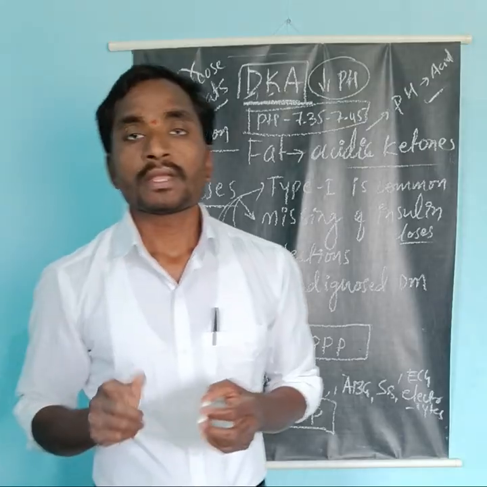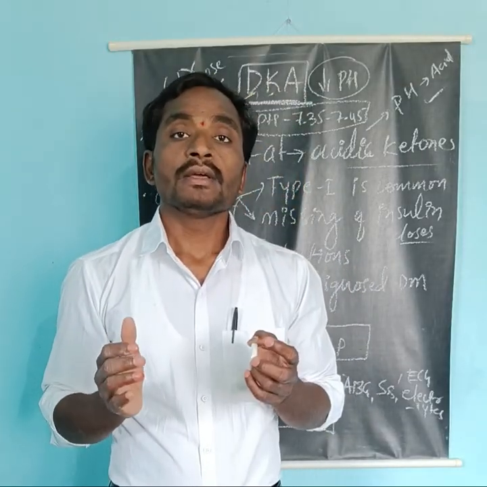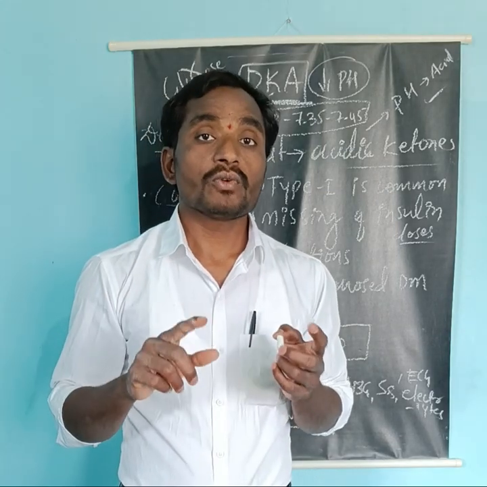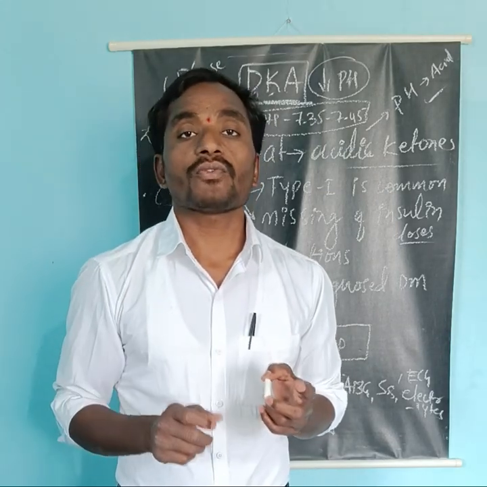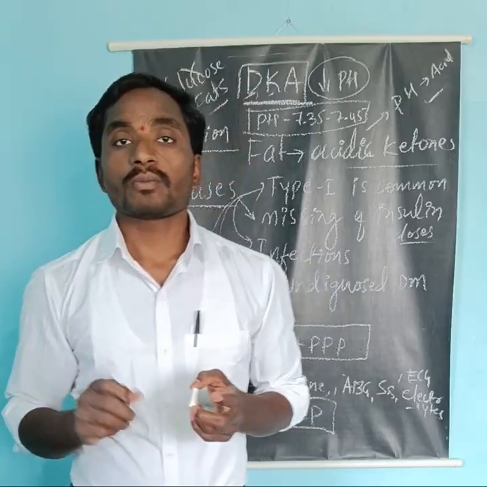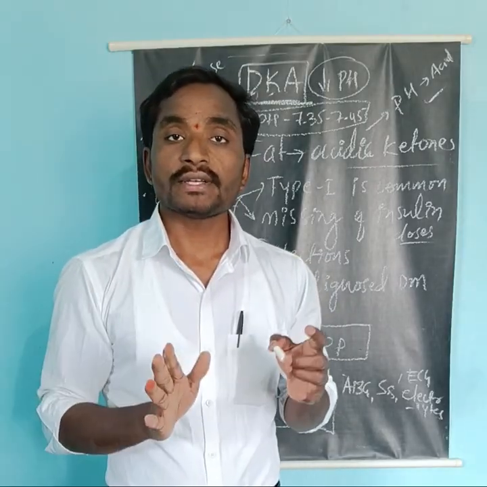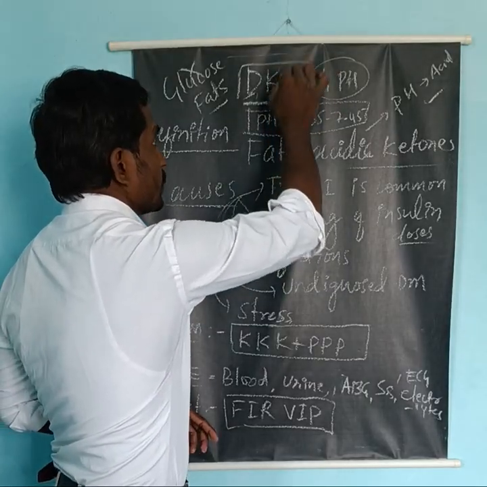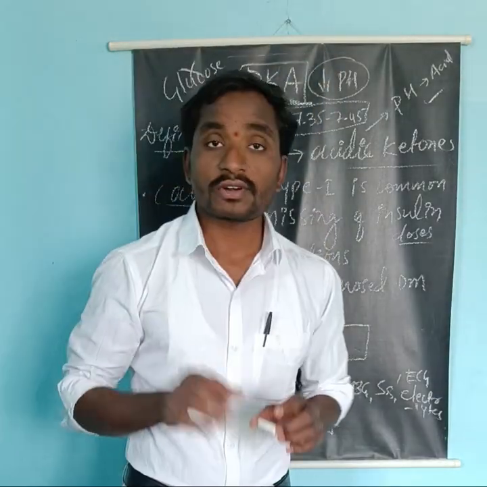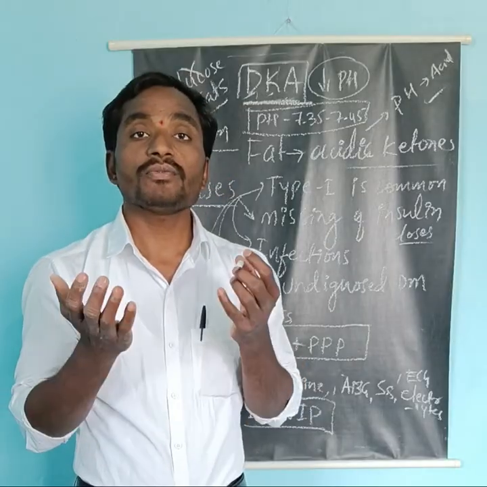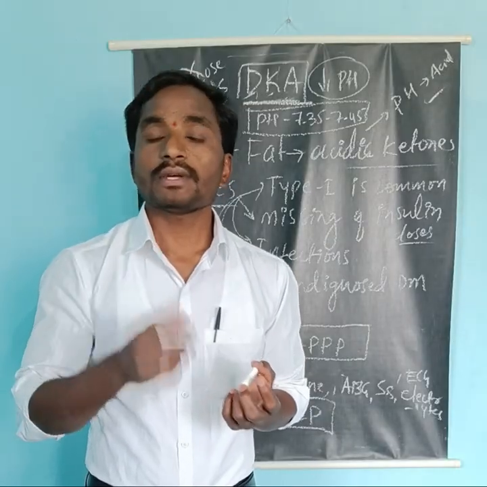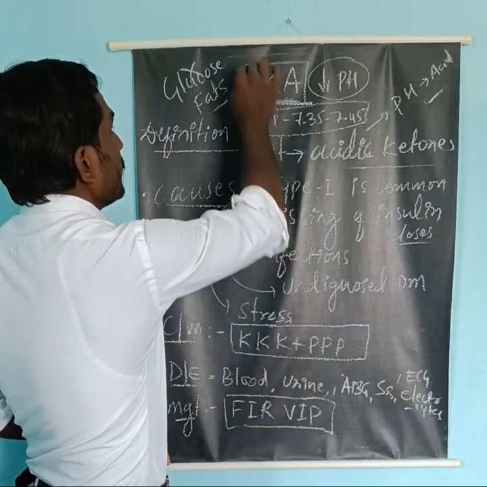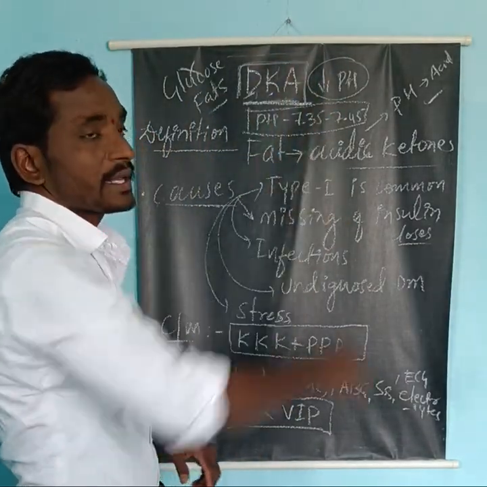Here, ketones: when there is a lack of insulin, our body cells use fat instead of glucose as the energy source for the body cells. The end product of fat is ketones. Acidosis is the adverse effect of ketones upon the blood. It causes the blood pH to fall. That condition is called acidosis. Combining the three words, it is called diabetic ketoacidosis.